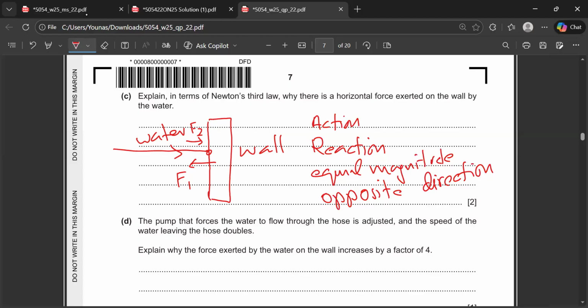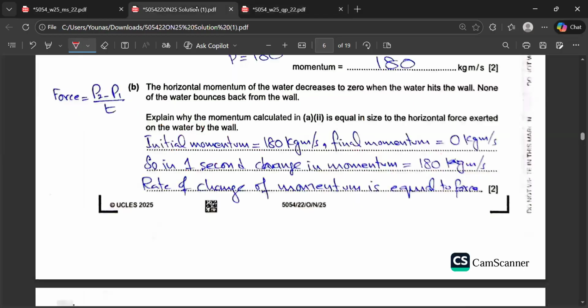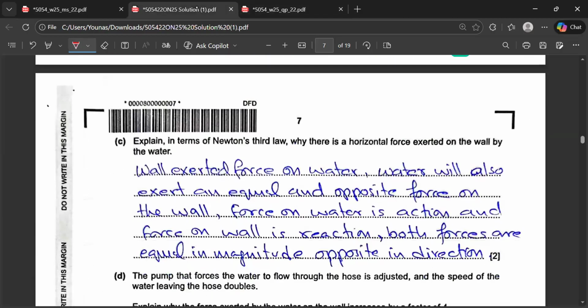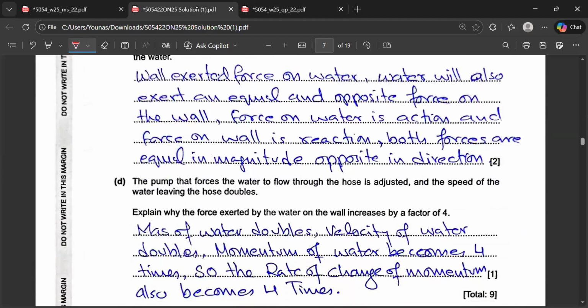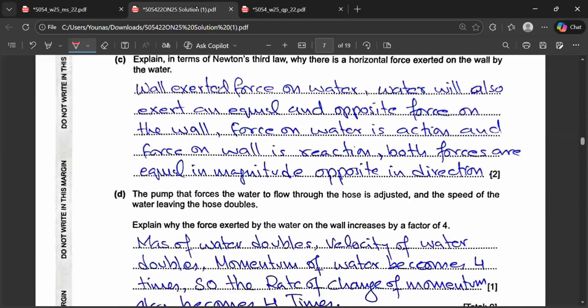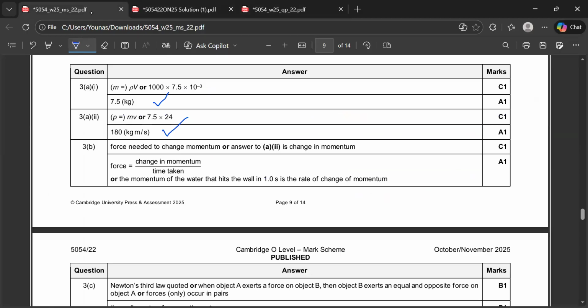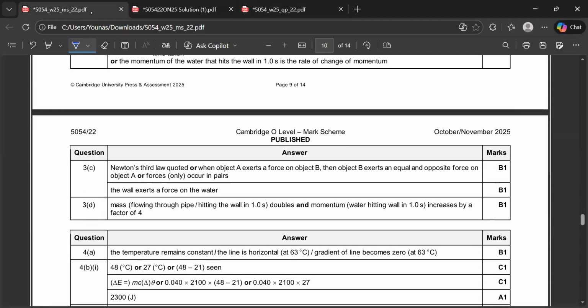So let me show you my answer. This is just my explanation of what the question means. And here we have the wall exerting a force on the water. The water will also exert an equal and opposite force on the wall. The force on the water is action, and the force on the wall is reaction, and both forces are equal in magnitude, opposite in direction. They act on different bodies. This is very important. Let me show you the marking scheme, sir.